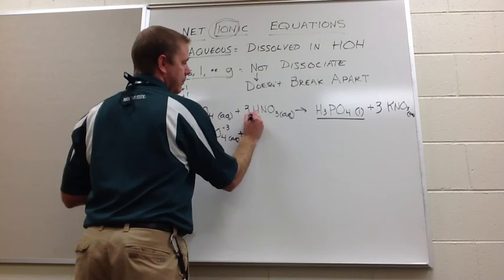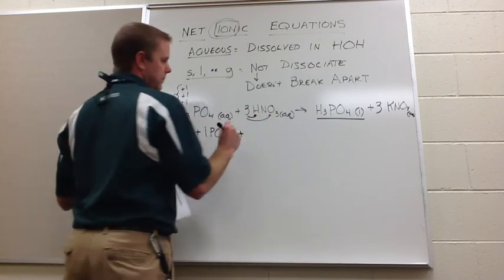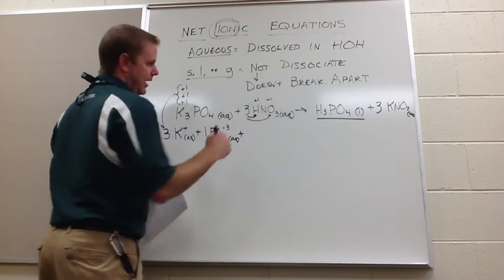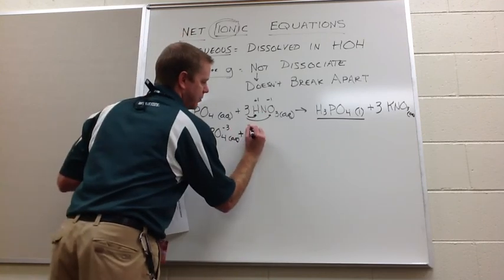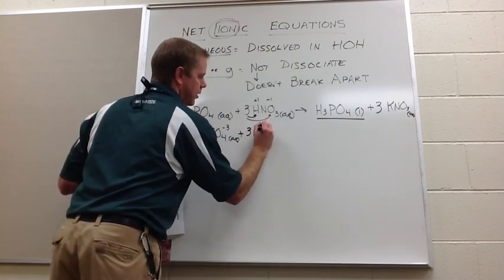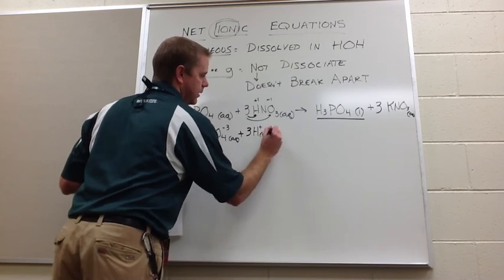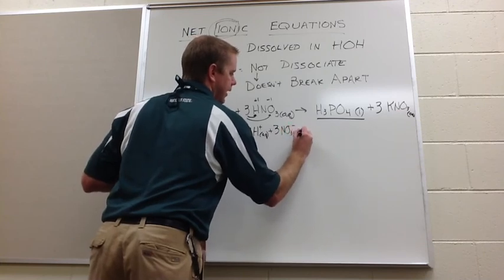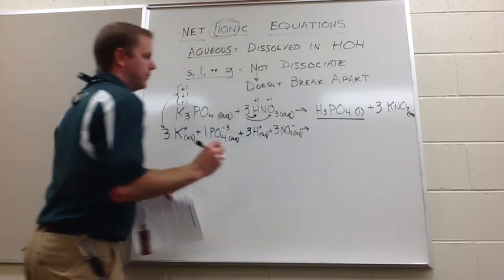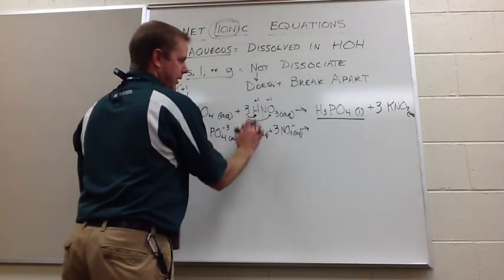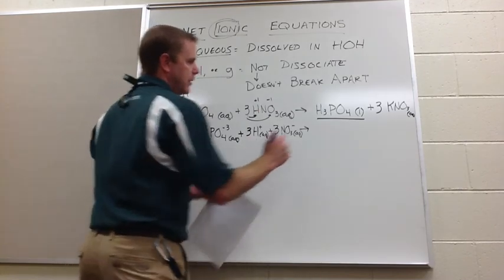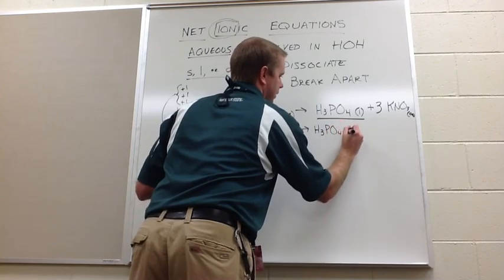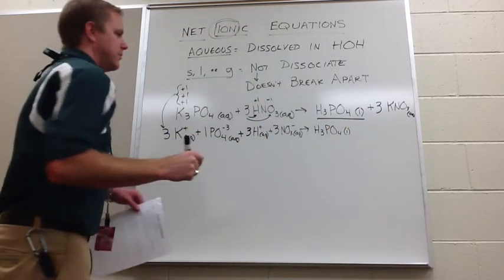Plus HNO3. And there are 3 of them, so that's going to distribute. When this breaks apart, you have a plus 1 hydrogen and a -1 nitrate, and you have 3 of each. So that breaks down into 3 H plus aqueous ions and 3 NO3 minus aqueous ions. Arrow. That broke down into 3 of those and 3 of those. This doesn't break apart, so you just write it. H3PO4 is a liquid. It doesn't do anything. It doesn't break into ions.